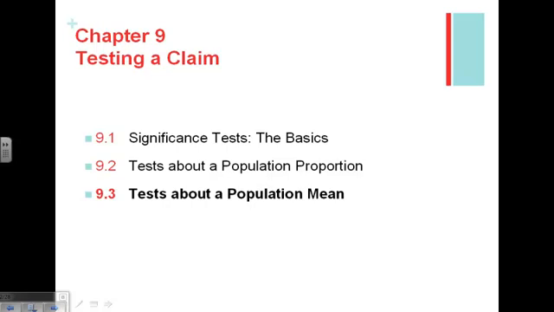In Section 2, we applied it to tests having to do with proportions, things that are related to categorical variables, yes or no questions. And then today we're going to look at what it looks like when we do things having to do with population means as compared to population proportions.